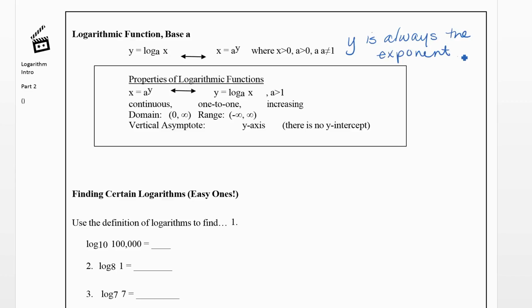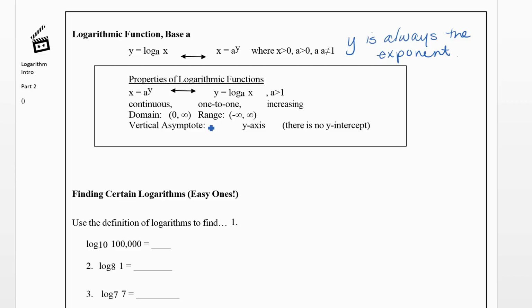Okay, so all of our properties of logarithms. So here's the one we just saw. We're talking about bases that are greater than 1. Okay, these are continuous functions. They're 1 to 1, and we already know what their inverse is. Their inverse is the exponential function with the same base, and they're increasing functions. Their domain is from 0 to infinity, and their range is from negative infinity to infinity. Now remember, since they're the inverse of exponential functions, the domain and range are switched.